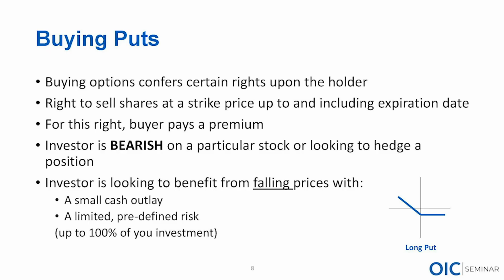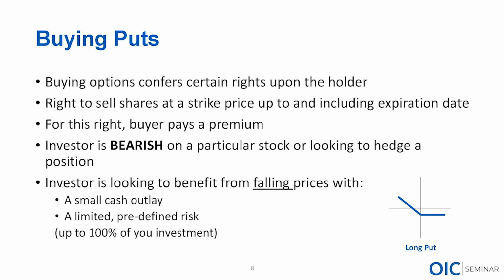Buying puts, just like buying all options, confers rights upon the holder. When you buy an option, you pay for it up front, and now you own the right to execute a transaction in shares of stock. For that right, you've paid a premium. That's a sunk cost up front. And now, in the case of puts, you own the right to sell shares of stock at a certain price, and you own that right for a certain length of time, specifically the strike price and up until the expiration date of the options contract.